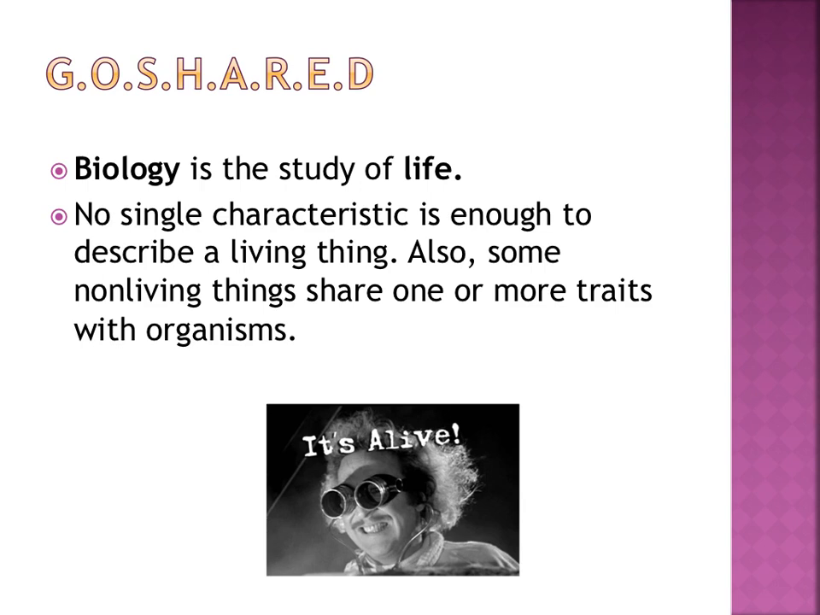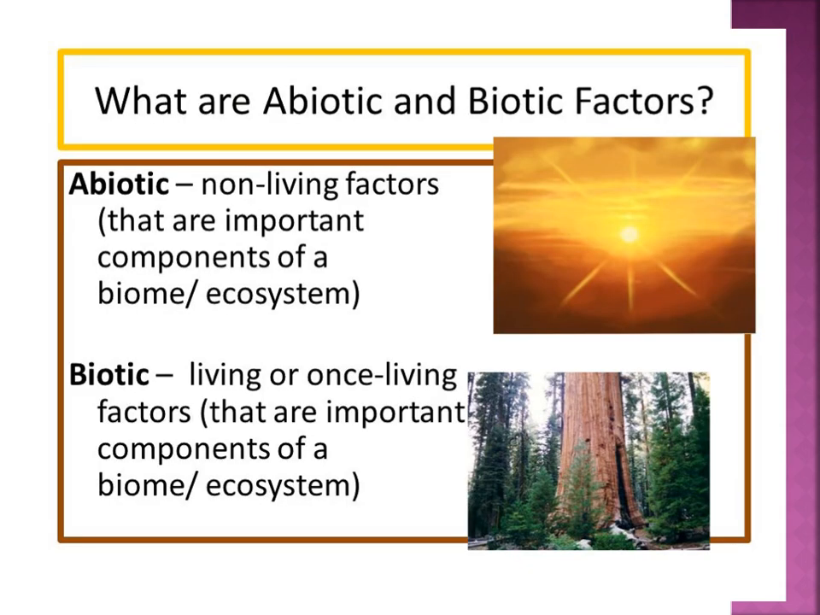So there's no single characteristic that is enough to describe a living thing. Some non-living things will have some of these characteristics, but if they do not have all 8 characteristics of GO SHARED, they are not considered living. In science, we have more scientific terms to describe something that is living and non-living, and we call them abiotic and biotic factors.